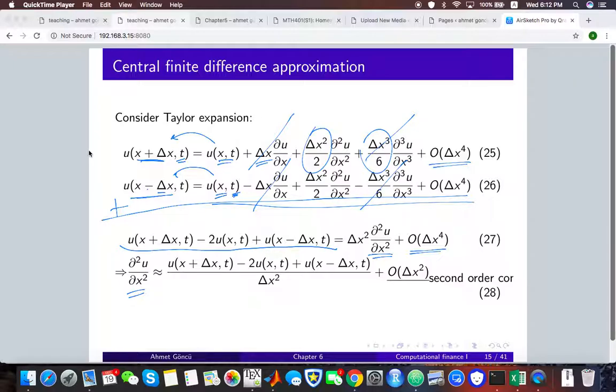And this is done by the central finite difference method. This shows us that we can approximate first order or second order derivatives, which are needed to develop these numerical methods for solving partial differential equations. Just one example, of course, is the Black-Scholes partial differential equation.